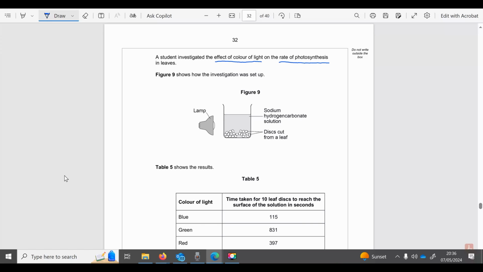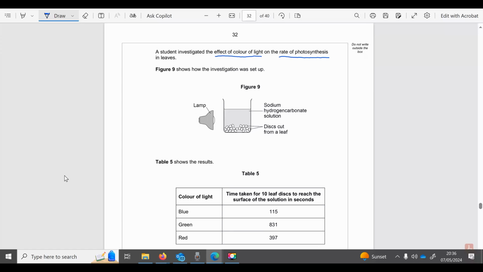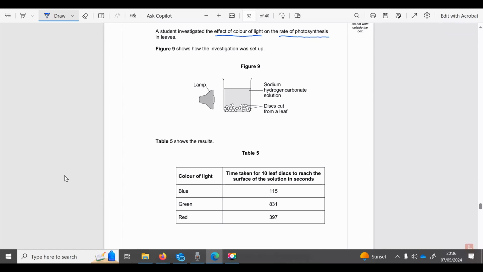Now this is directly linked to your core practical on photosynthesis. However, they have slightly altered it. Instead of you having a beaker and a plant and measuring the number of bubbles or the volume of oxygen produced, they're measuring, and we can see it from our results table here, the time taken for 10 leaf discs to reach the surface of the solution in seconds. So you can see that they have changed the color of light, so we were on the right lines for our independent variable here. But this time taken will be the true dependent variable, the true thing that's going to be measured.